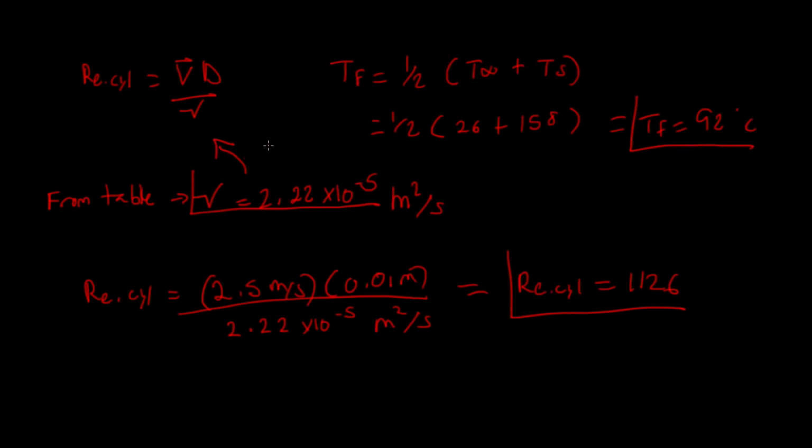Clear this. Alright. Now let's change colors just for fun. Okay, this one's good. Okay, so we need a Prandtl number. And for that, we are going to look it up in the tables as well. Alright. So, again, using our film temperature of 92 degrees, this leads to a Prandtl number.